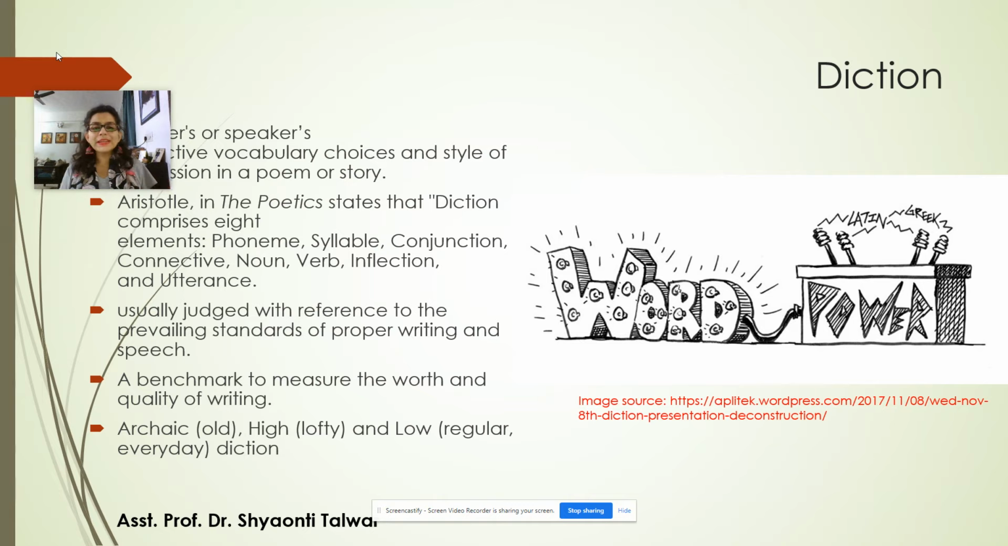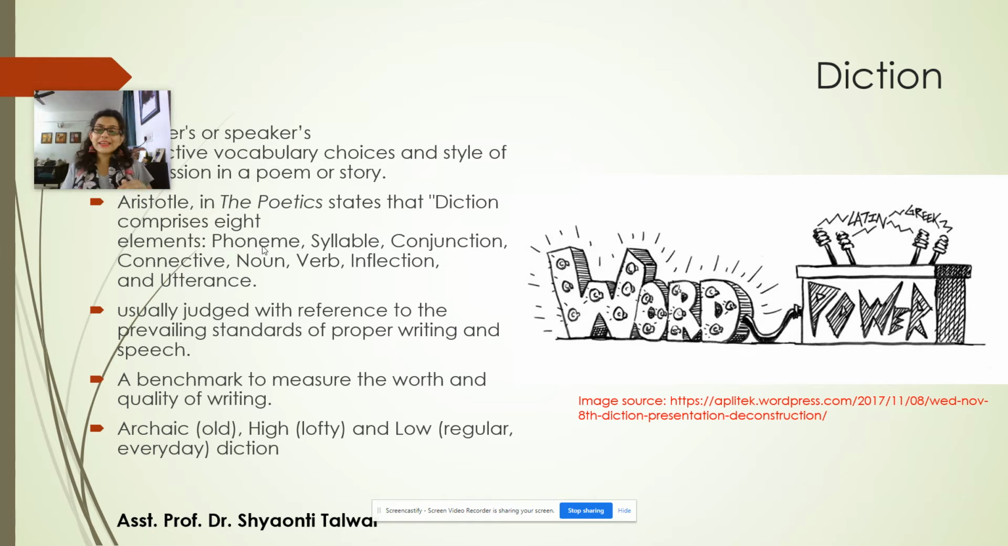So, Aristotle, in his work, The Poetics, states that diction comprises 8 elements. He gives us 8 elements which together constitute diction. And under those elements, we have phoneme, syllable, conjunction, connective, noun, verb, inflection, and utterance. So these are the 8 subcomponents of diction.